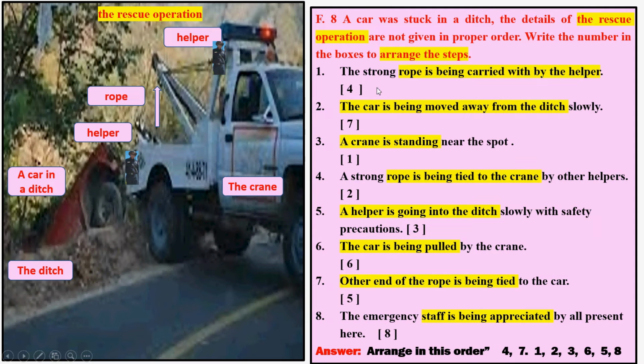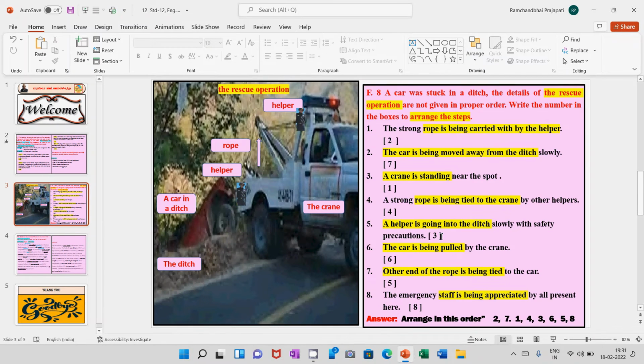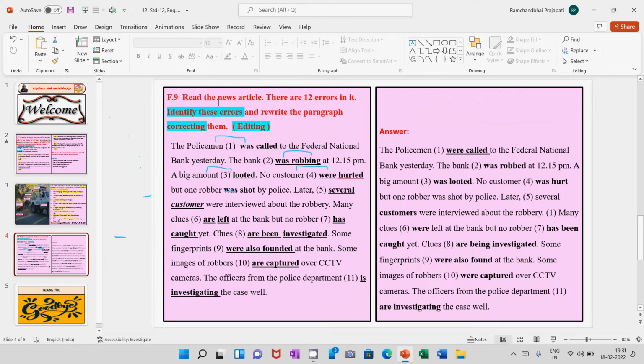But when that process is written here, it is not in the proper order. Then you have to put this in proper sequence. So you can see here, this is first, at the ditch. The crane is at the ditch, and you can read number 3. A crane is standing near the spot. This is the spot of the accident. After that, friends, now this is exercise number 9.